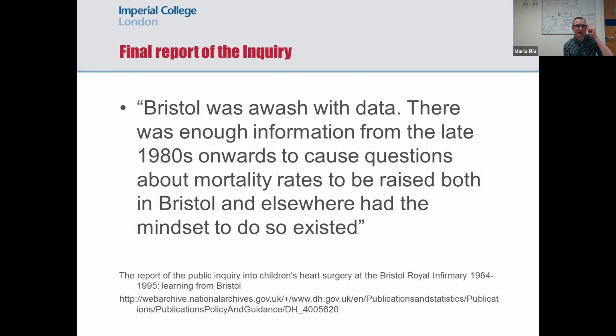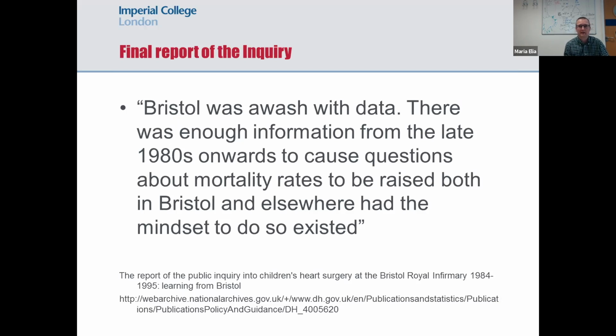This generated a big public inquiry triggered by an anaesthetist who basically sacrificed his career to bring this to the public attention. One of the findings of the inquiry was that Bristol was awash with data. We had a lot of data about surgeon performance here, but the problem was that nobody actually was looking at mortality rates in Bristol or anywhere else. But we had the data all along.